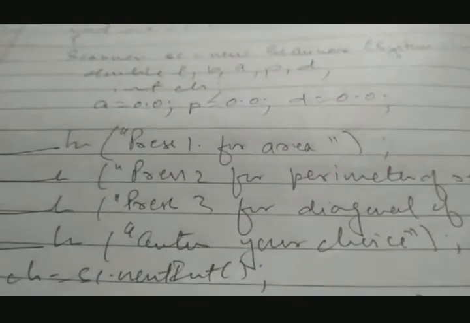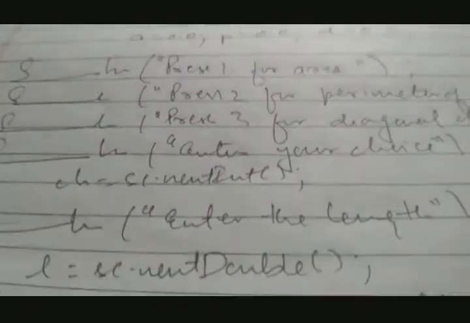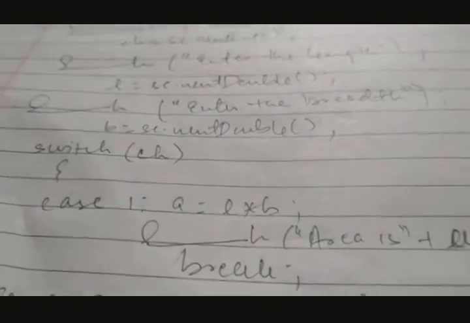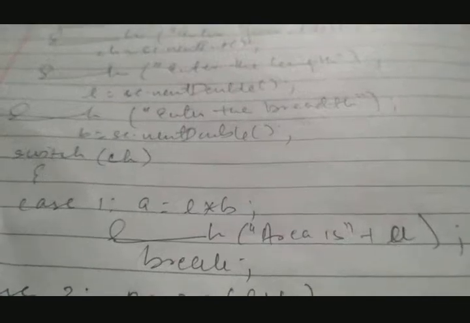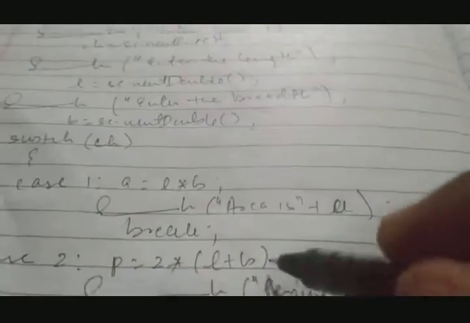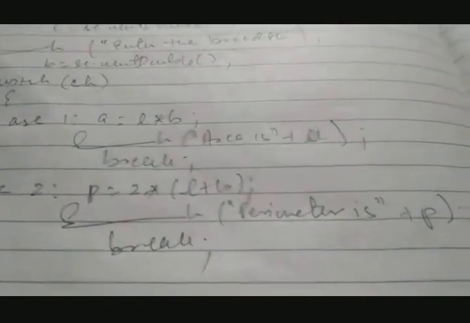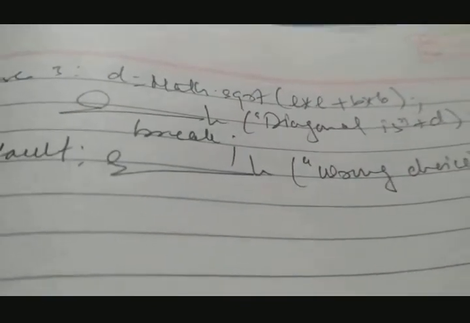This is the menu. You have taken the choice and taken the length, taken the breadth, pass the choice to the switch. Then case 1, you are finding the area. Case 2, you are finding the perimeter. And in case 3, you are finding out the diagonal, and default is wrong choice.